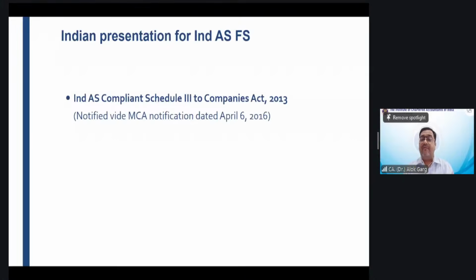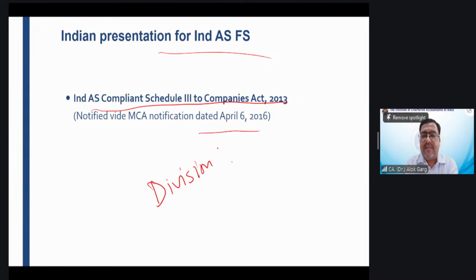Then what is the Indian presentation for Ind AS financial statements? Ind AS compliant Schedule 3 to the Companies Act 2013, notified by MCA notification dated 6 April 2016. Which division? Division 2 of Schedule 3.